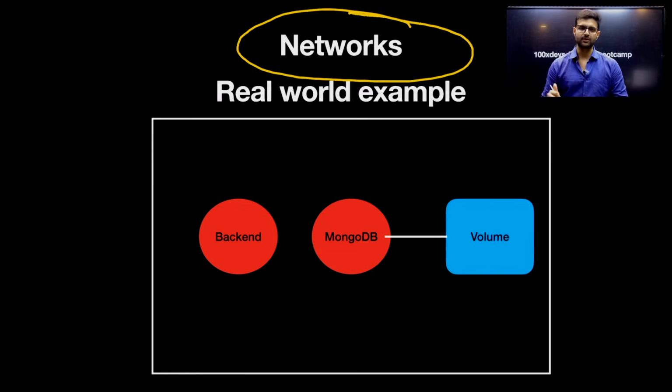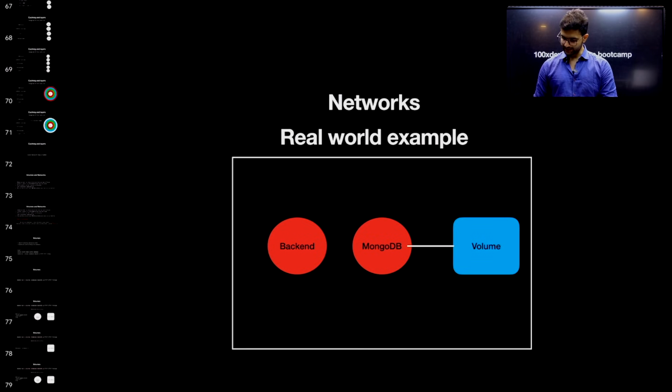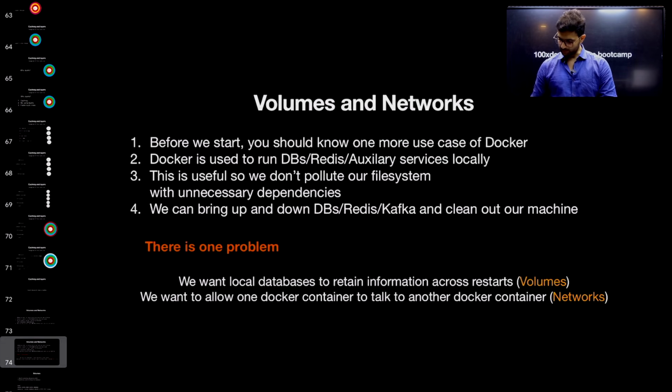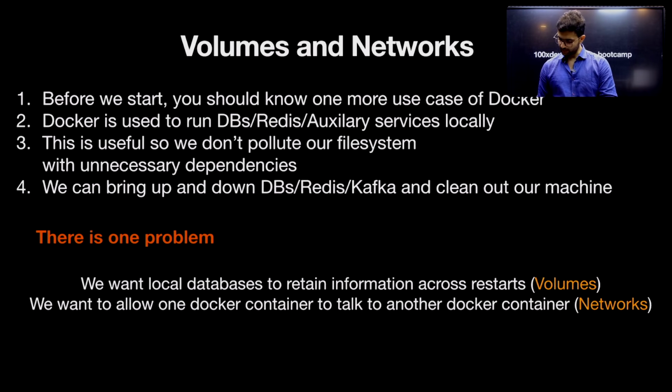Take a breather here. You now understand volumes, hopefully. The next big thing is networks. Let's go back a few slides. What did I say? Why do you need volumes and networks? There were two problems. The first problem was we wanted data to be persisted, we want a local database to retain information across restarts. If you bring down a container and bring it back up, the data should be retained. We saw how you can do that using volumes.